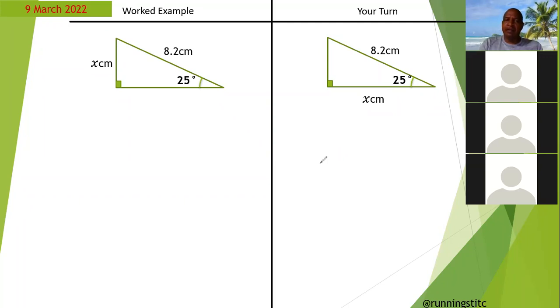Right. So you have hypotenuse and you have opposite, which of the trig ratios? The sine, sir. Right. So you have to use the sine ratio. So now you can just go ahead and write this in terms of sine. So you can just say sine of what? Sine of the angle, which is 25 degrees.